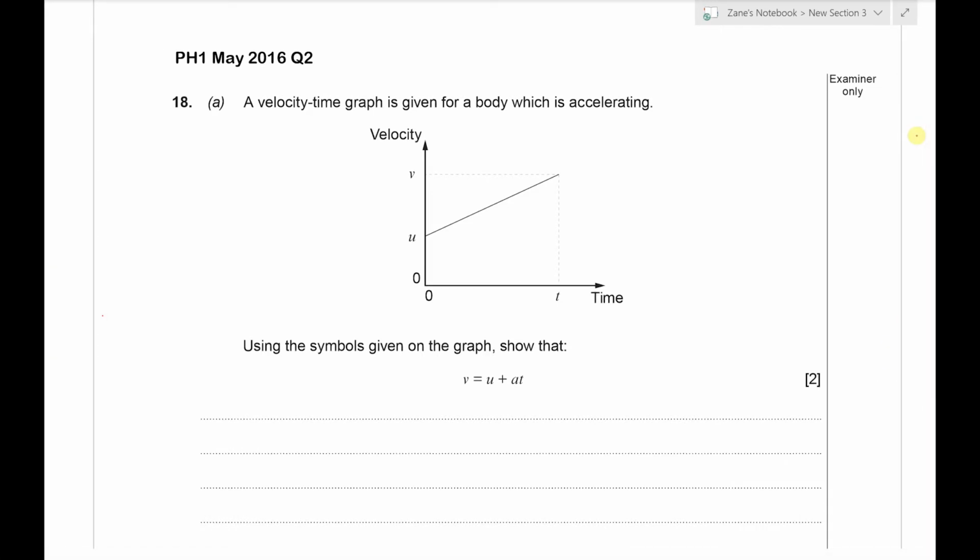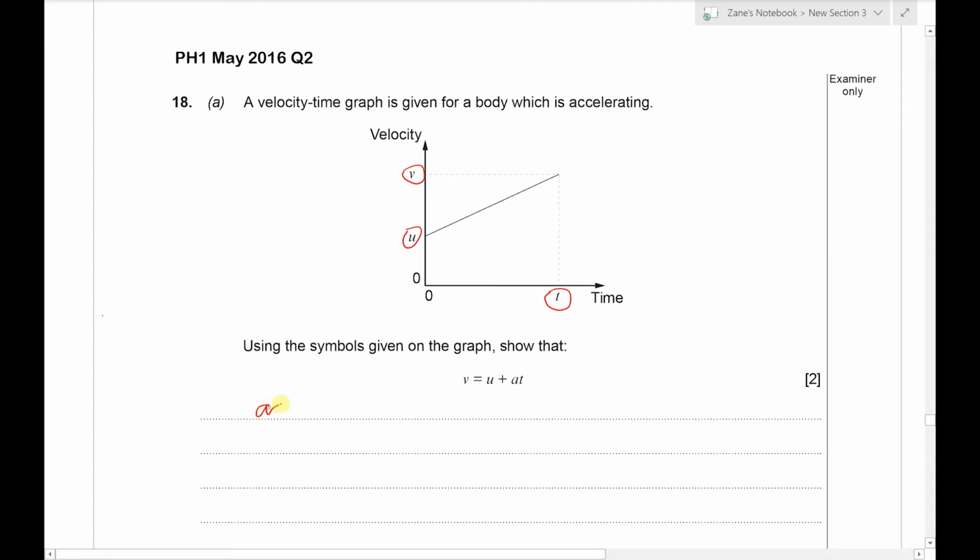This time it's question 2 from May 2016's Unit 1, and it's effectively a projectiles type question. It starts off with a typical velocity time graph for a body which is accelerating. You can see on the graph that the body starts with an initial velocity u, finishes with a final velocity v and a time t. And using the symbols on the graph, we've got to show that v equals u plus at. So we've got to derive that equation basically using the graph.